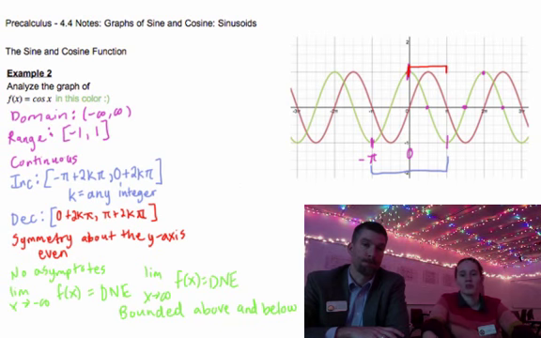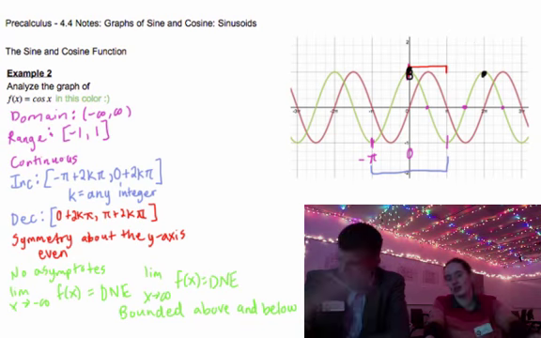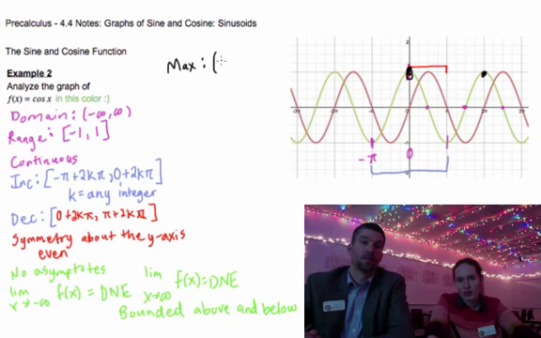Maximums and minimums. We've got a maximum here at 0, and another maximum at 2 pi. So there's a clear way to see that those are happening 2 pi apart, because one's happening at 0 and one's at 2 pi. So our maximum is the point 0, 1, but not just 0, 1. We've got 0 plus 2k pi.